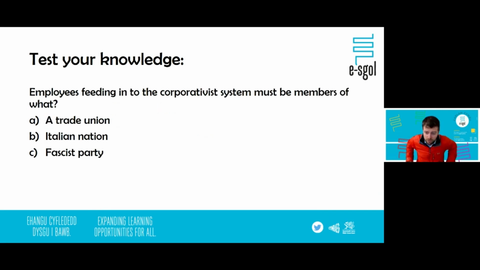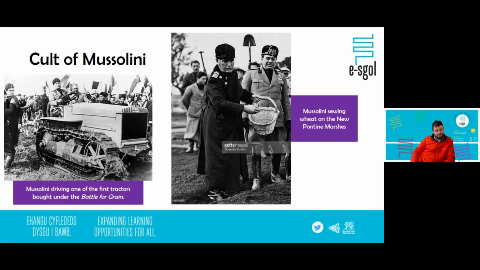Employees feeding into a cooperative system must be members of what? Was it a trade union? Was it the Italian nation? Or was it of the fascist party? It's C, of the fascist party.